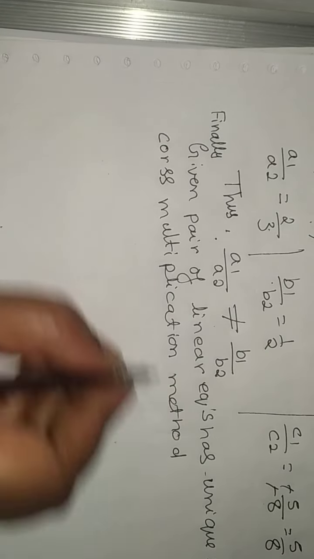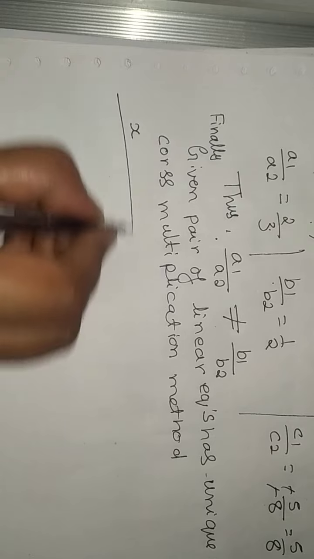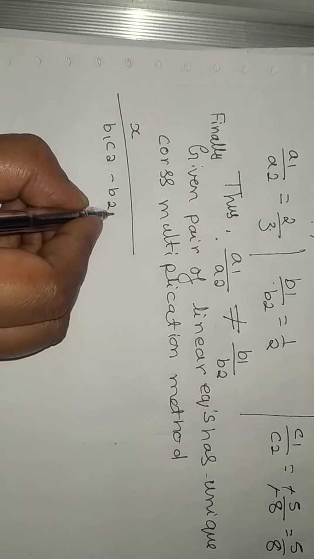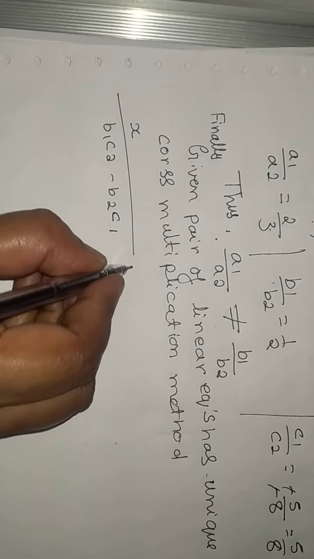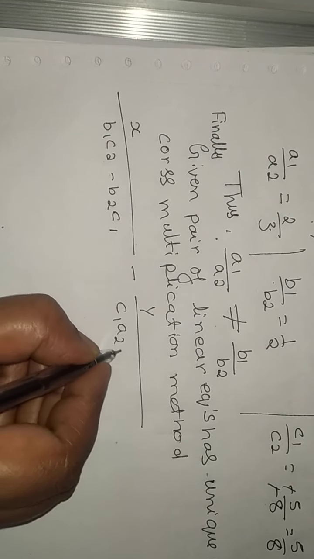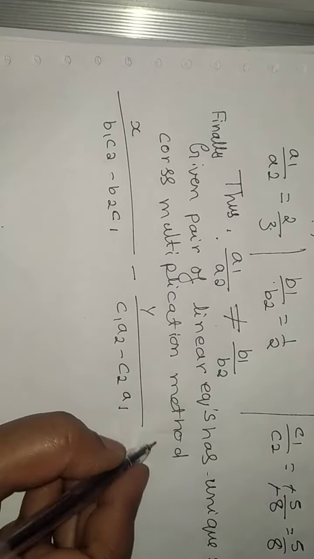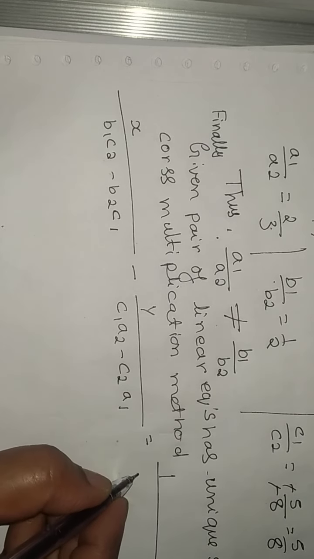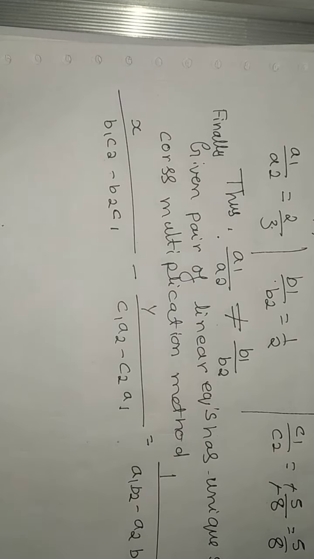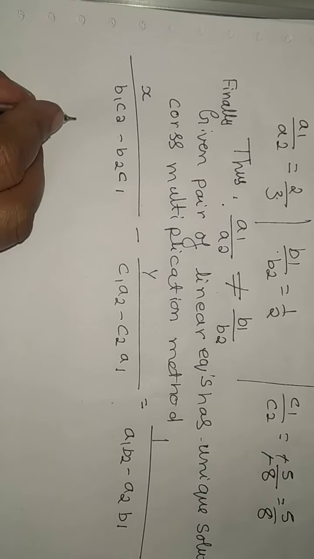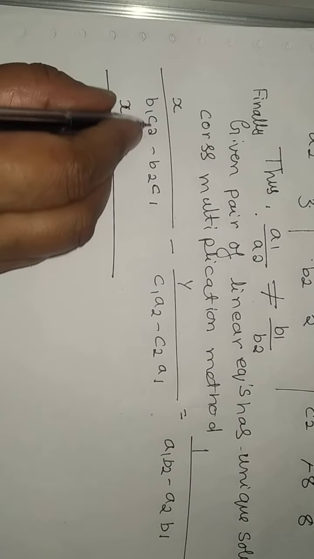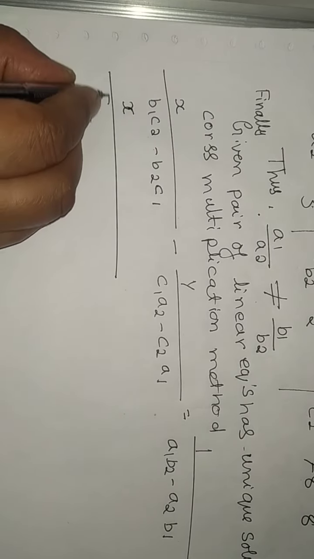First step, we have to write this formula: x by b1 c2 minus b2 c1, equals minus y by c1 a2 minus c2 a1, equals 1 by a1 b2 minus a2 b1. This is the general formula. So now we write it as it is, and then substitute the values.